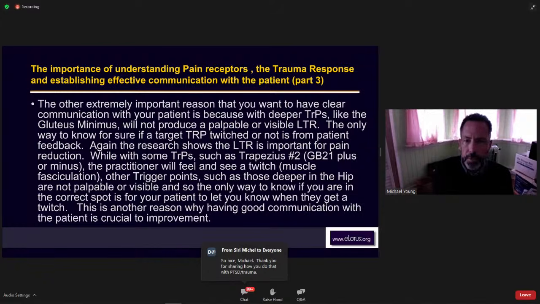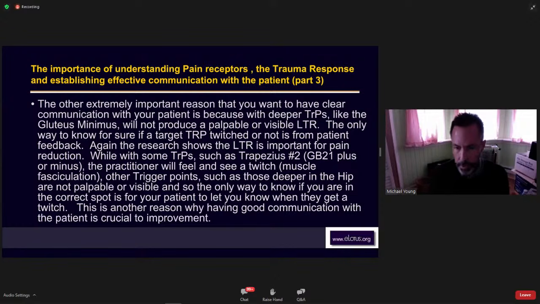The other extremely important reason you want to have clear communication with your patient is because with deeper trigger points like gluteus minimus, for example, you won't be able to feel it or see it. And so the only way you'll know is if the patient says it twitched, or maybe they'll say it didn't twitch. If it twitched, that means you're in the right area. You want to hang out there. If it didn't twitch, that means you need to keep looking. Once in a while, patients will say, oh, it feels like it wants to twitch.